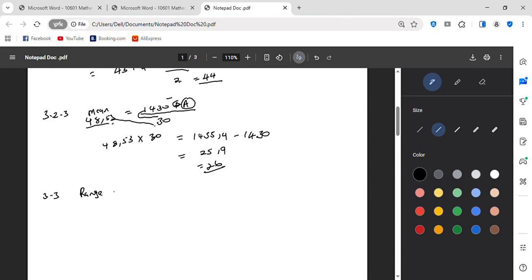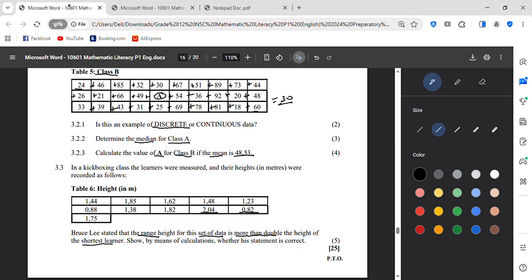So range is equal to biggest value, or maximum value, minus smallest value in a data set. Okay, so it's going to be 2.04 minus 0.82. This gives you the range of 1.22 meter. So Bruce Lee was stating that this range is more than double the height of the shortest learner.